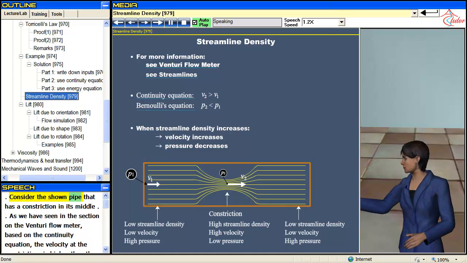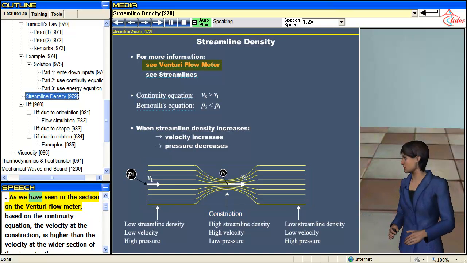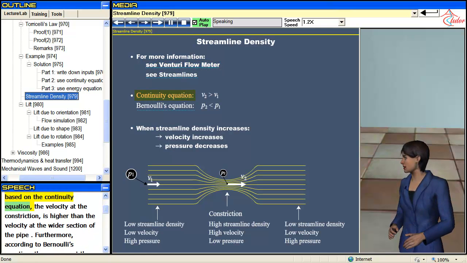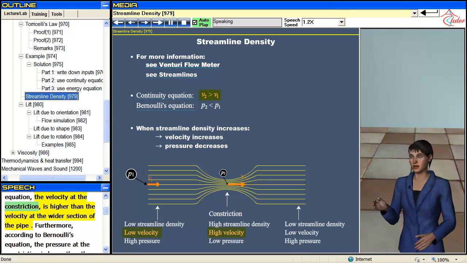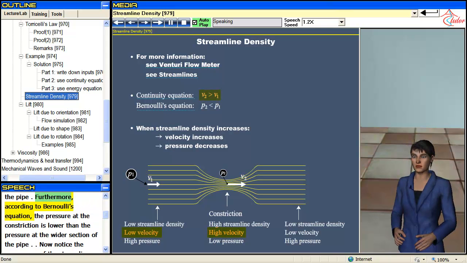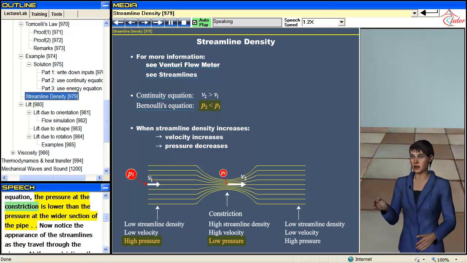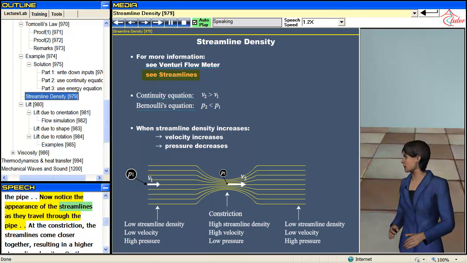Consider the shown pipe that has a constriction in its middle. As we have seen in the section on the Venturi flow meter, based on the continuity equation, the velocity at the constriction is higher than the velocity at the wider section of the pipe. Furthermore, according to Bernoulli's equation, the pressure at the constriction is lower than the pressure at the wider section of the pipe. Now notice the appearance of the streamlines as they travel through the pipe.